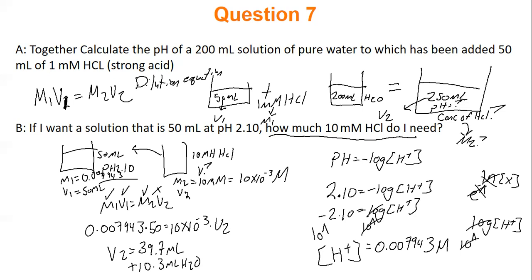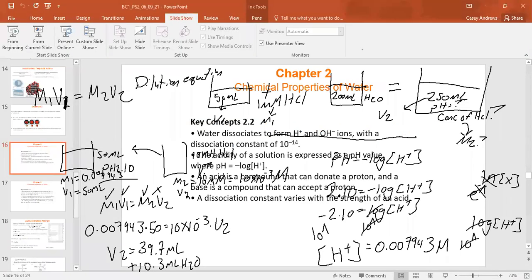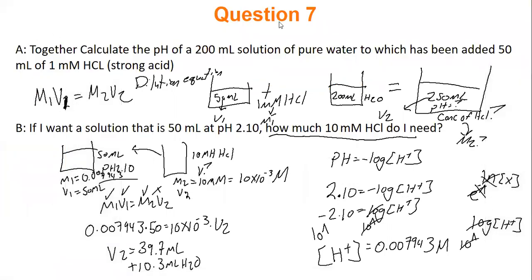Where did I get 10.3 milliliters of water? Sure. So let me go back to there. My final solution is 50 milliliters, right? And if I have 39.7 milliliters of my acid that we just calculated, and my final solution is 50 milliliters, the rest of that has to be water.